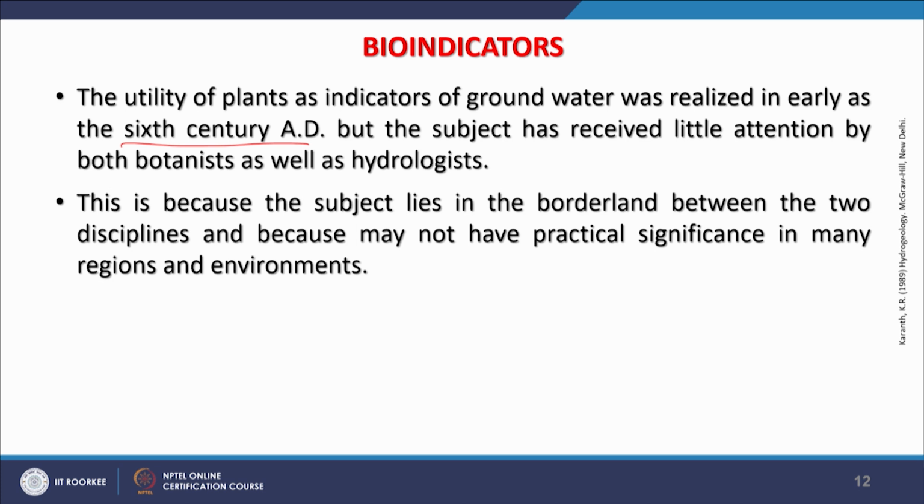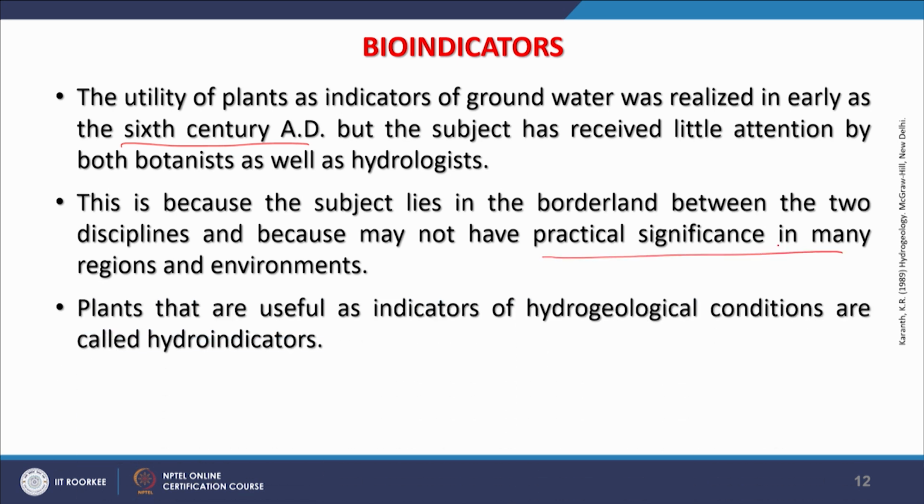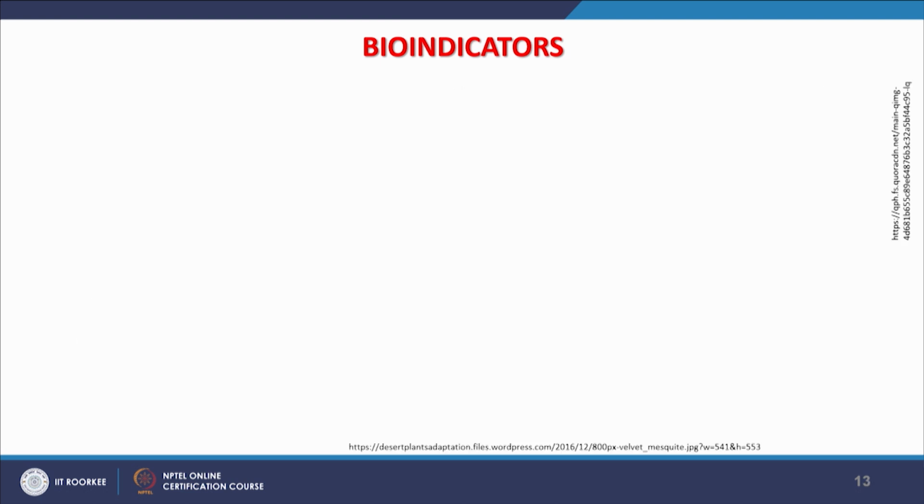Anyway, nowadays a lot of research is being done about bioindicators, and the plants which use different levels or different quantities of water, and based on that a lot of classifications are being incorporated nowadays. Because the subject lies in the borderline between these two disciplines, that is botany and groundwater hydrology, and it may not have practical significance in many regions and environments. Further, the plants that are useful as indicators of hydrogeological conditions are called hydroindicators, and this is what we will be discussing in this section.